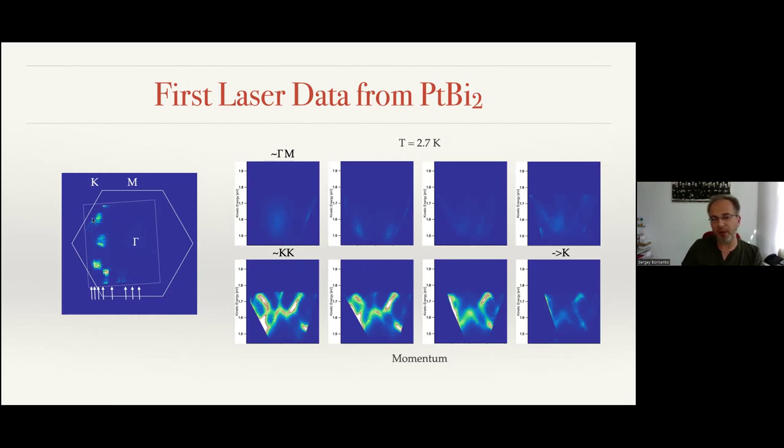This is our first attempt to see the arcs in platinum bismuth 2. This first attempt showed this map, the portion which we studied, and the arrows show the cuts through this momentum space. At first glance, we were happy to see the bands. They're pretty good because laser experiments are usually pretty complicated in the case of a three-dimensional material. But the band structure was there. It was sort of similar to the predicted band structure.